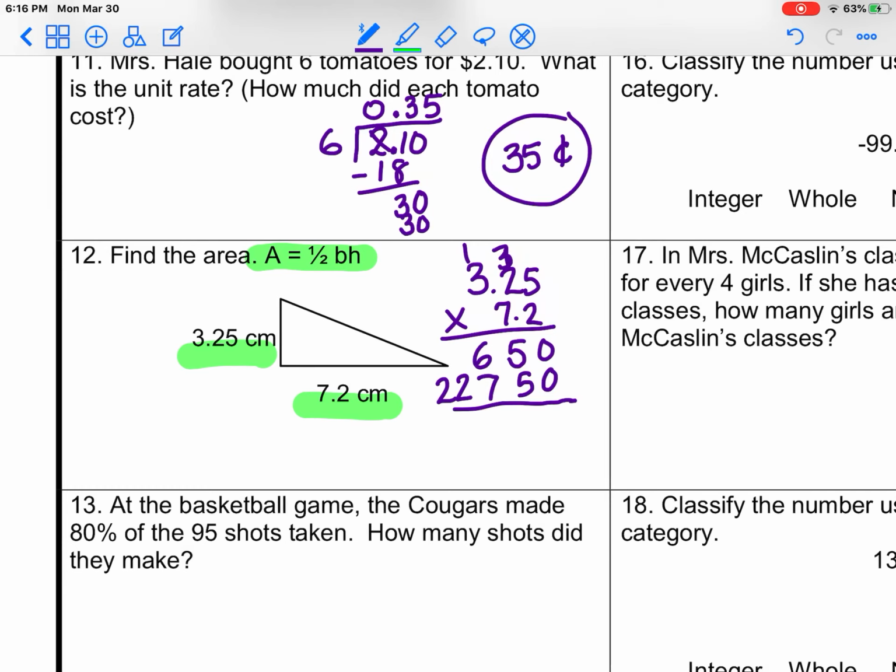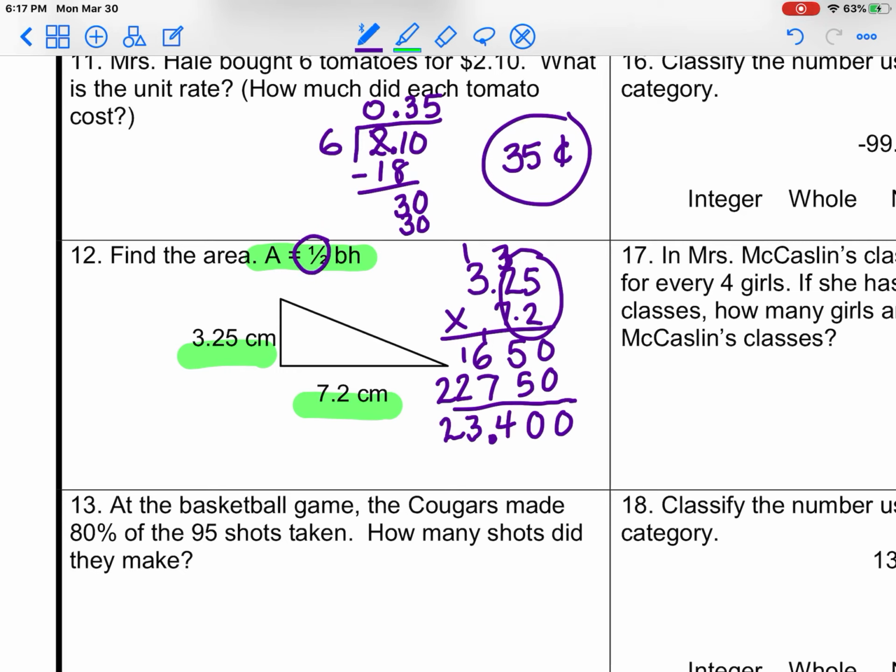And then we're going to add all those numbers up. So 0 plus 0 is 0. 5 plus 5 is 10. And 7 plus 7 is 14. And 2 plus 1 is 3. And bring down that 2. Don't forget about the decimals. We got 1, 2, 3 decimal places in our problem, which means we need 3 decimal places in our answer.